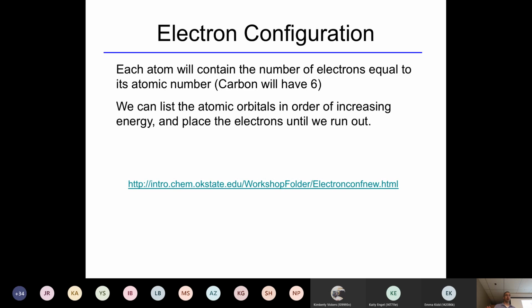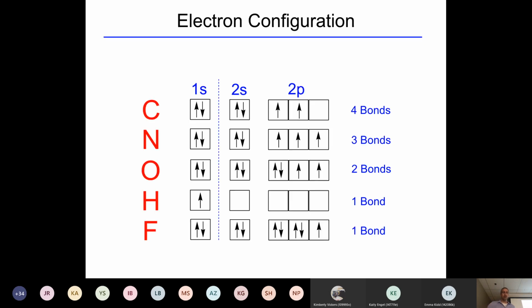All I need you guys to remember with electron configurations is that they exist and that all of the elements we're going to be dealing with come with a certain number of electrons that we could spell out with their electron configurations. So the electron configurations for some of the elements that we're going to be dealing with most in this course are listed here: carbon, nitrogen, oxygen, hydrogen, fluorine.